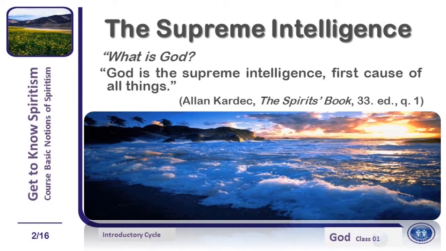What is God? You all try to represent what is God. Kardec was also curious about it. And in the first question of The Spirits' Book, he asked, what is God? And the Spirits gave the answer, God is the supreme intelligence, first cause of all things. It defines God as the creator. So He's the cause of everything, and He is supreme intelligence. Our intelligence is limited. God's intelligence is supreme.